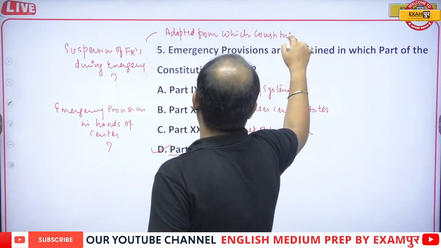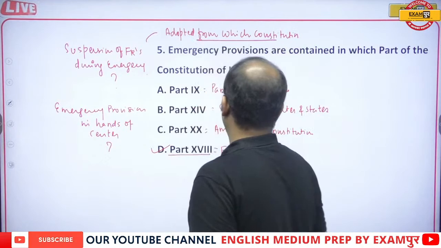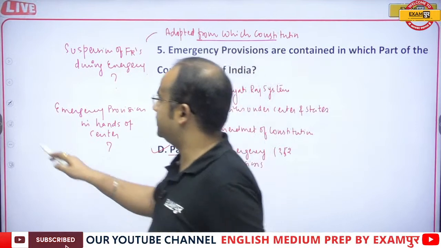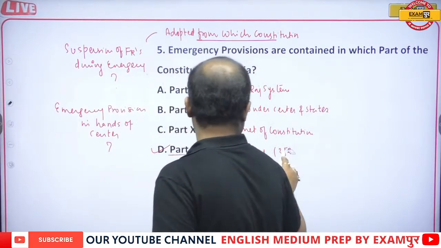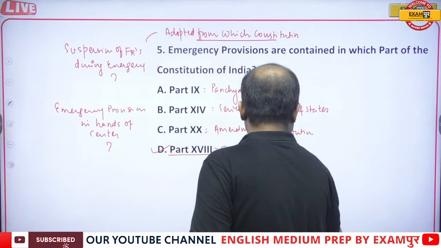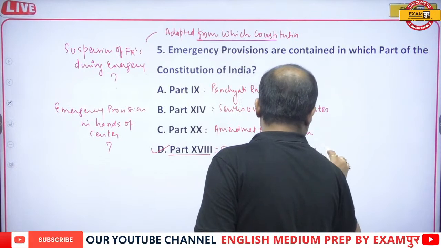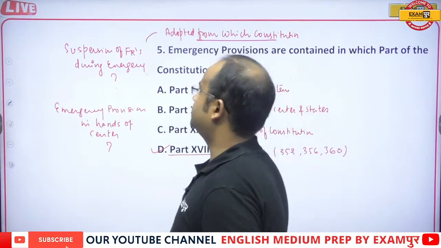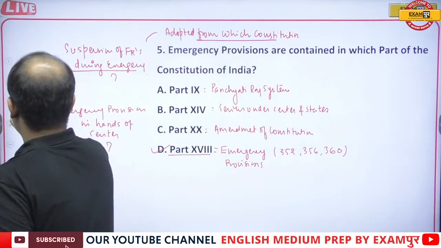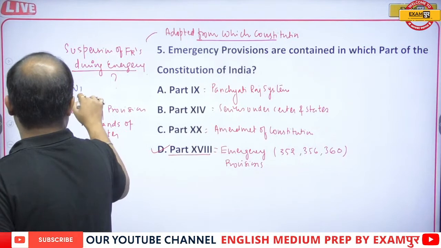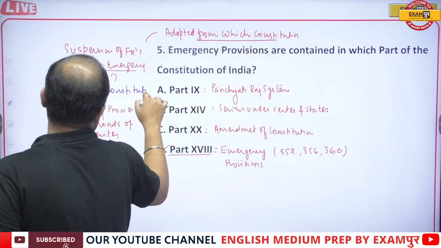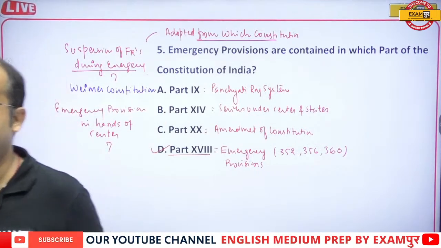My question to you is, because this is a very confusing question, Part 18 is from Article 352, 356 and 360. So the suspension of fundamental rights during emergency has been adopted from the Constitution of Germany, that is called the Weimar Constitution. It is adopted from the German Constitution.